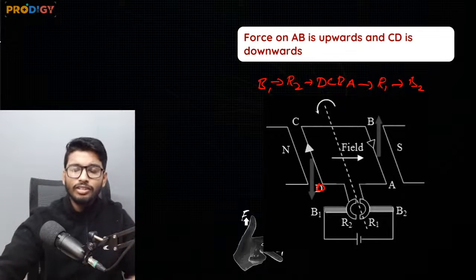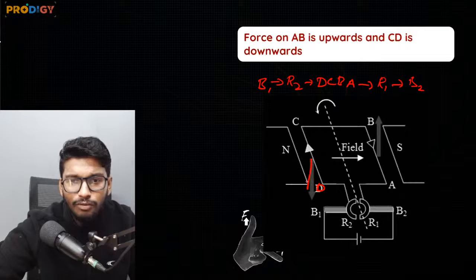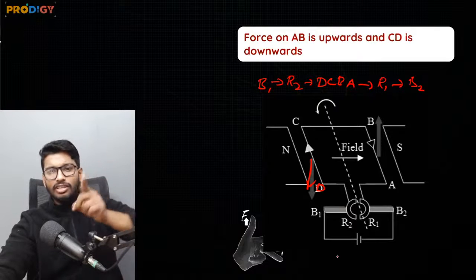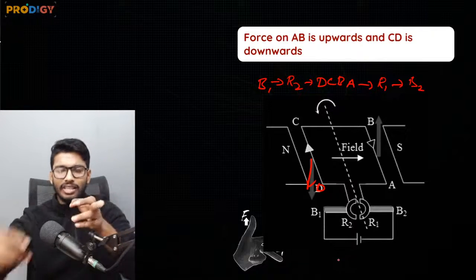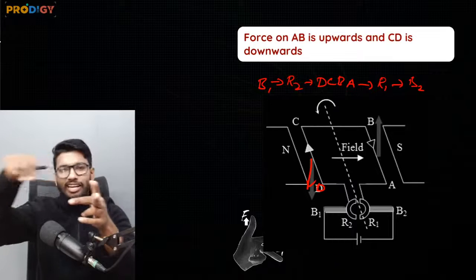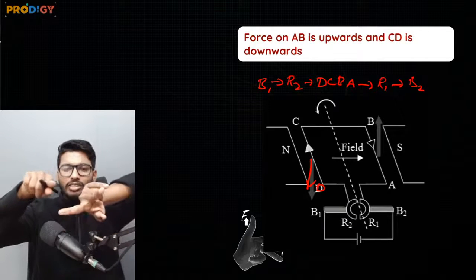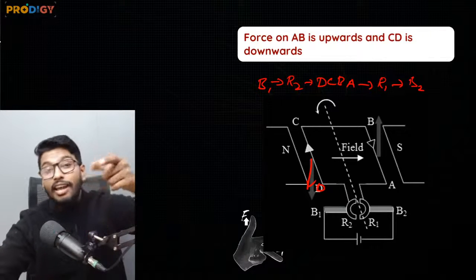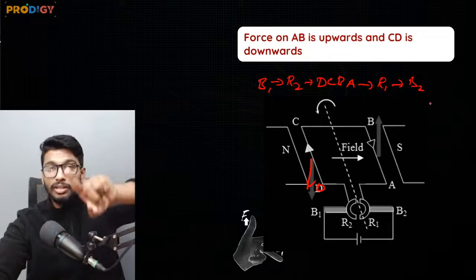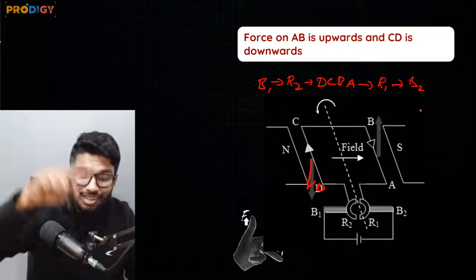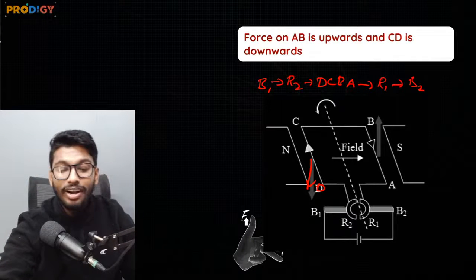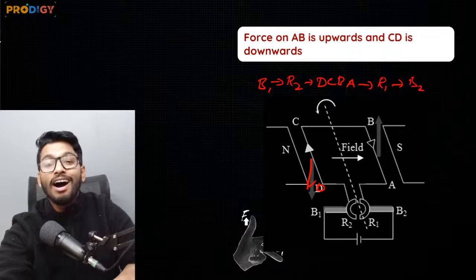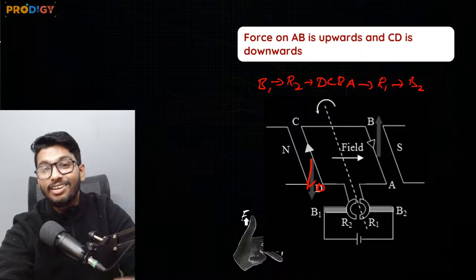So once again, if you look at the direction of current, CD will experience a force in the downward direction, because the current is going in this direction. Magnetic field is still the same. So if you look at the direction of the force on the conductor, it will be downwards. AB on the other hand will experience a force in the upward direction, and this will continue to happen over and over again until the current is flowing through the circuit.